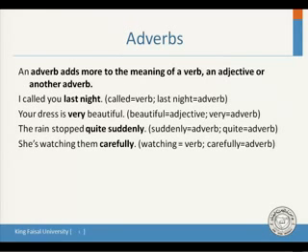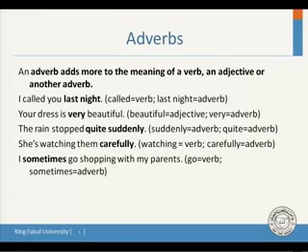She's watching them carefully. She's watching them how? Carefully. So the verb is watching, and how is she watching them? Carefully. Carefully is the adverb that adds more to the meaning of the verb watching.